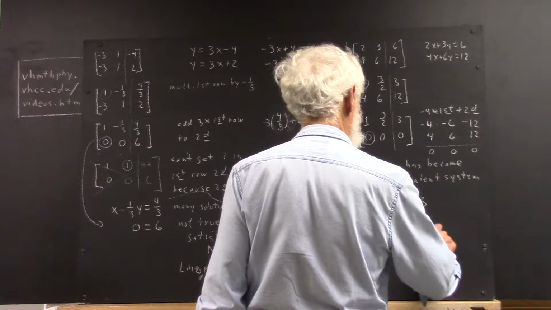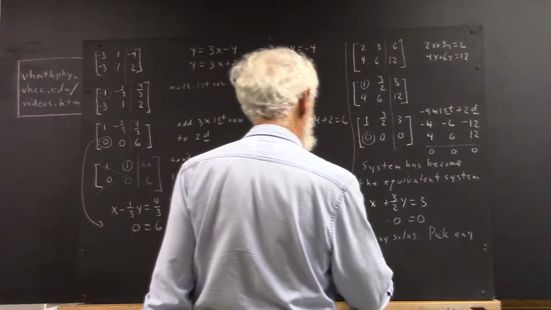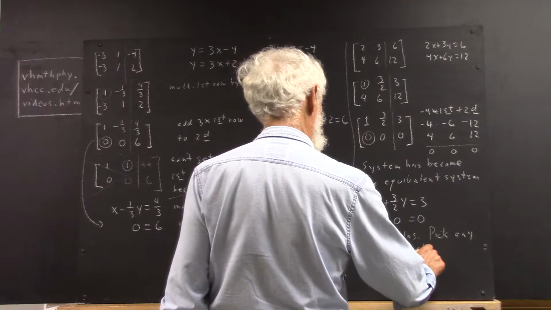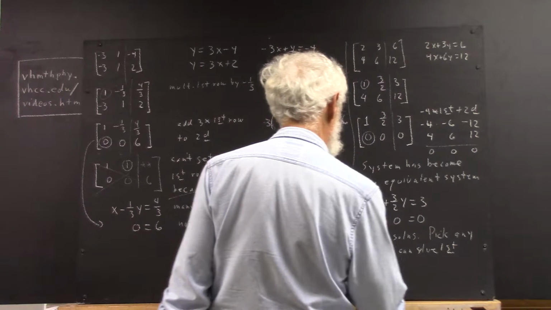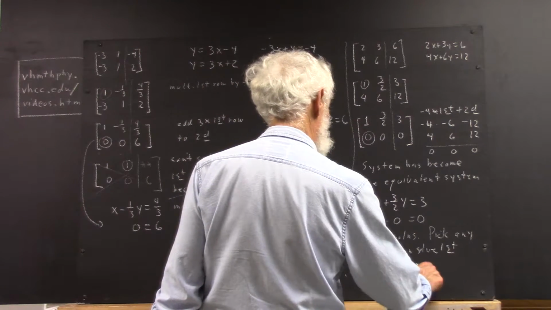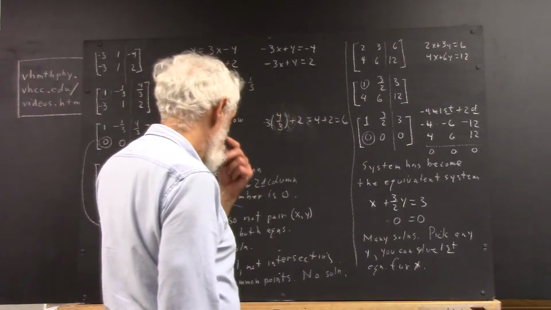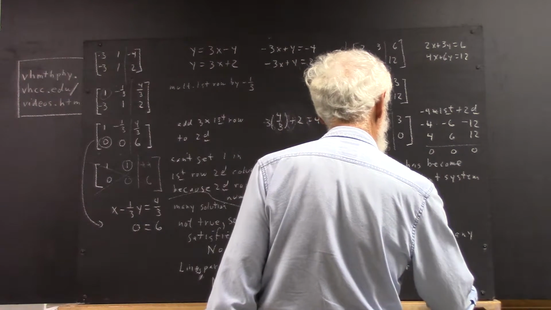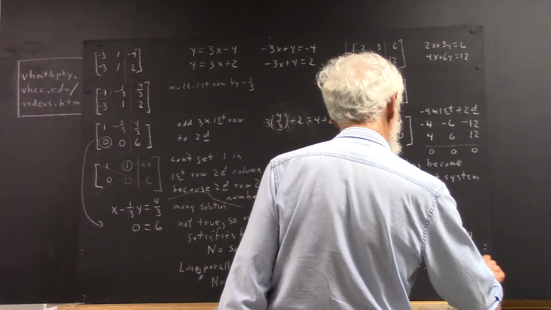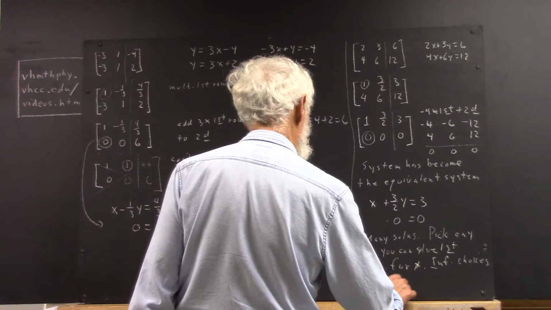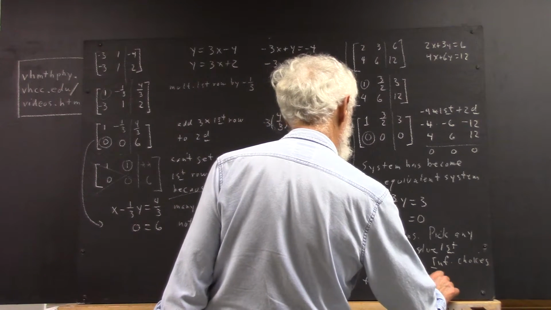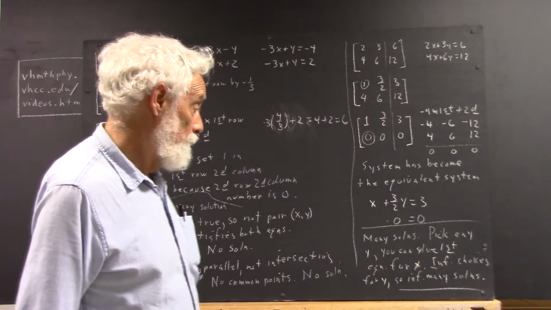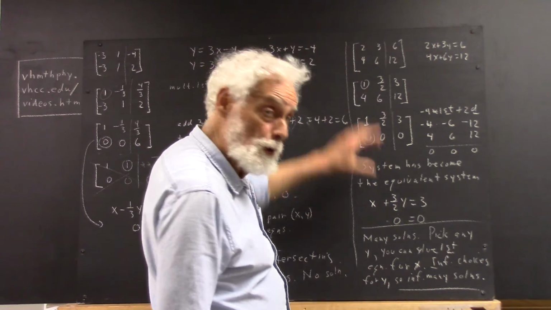Pick any y, let's go ahead and pick any y. It doesn't matter which you pick. Pick any y, you can solve the first equation for x. Now, there are infinitely many possible choices for y because there are infinitely many real numbers. So there are infinitely many solutions. It's kind of important to understand that. But whether you completely understand that or not, our main task here is learning to row reduce matrices.